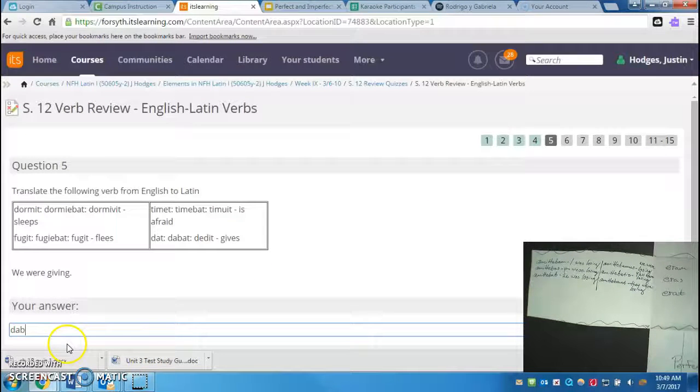I wrote dab, and then my computer freaked out. So picking up where we left off. All right, we were giving. We can look down here at our example. Amitebam, amitebas, amitebat, amitebamus, amitebatis, amitebant. We see up here, bamus is we were losing. So we're going to want dabamus, which means we were giving.